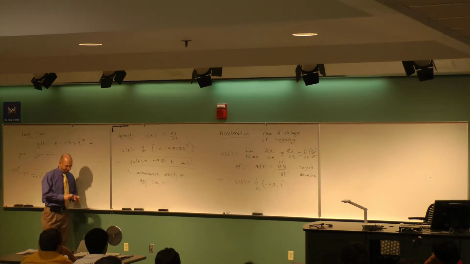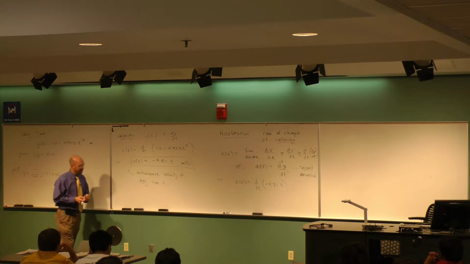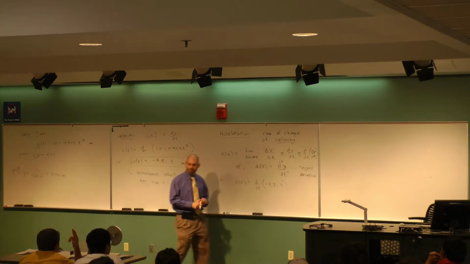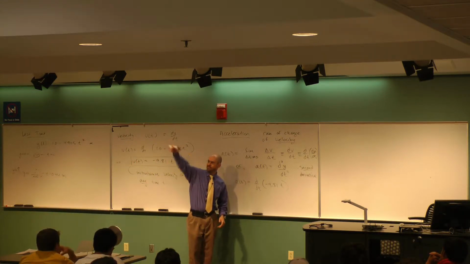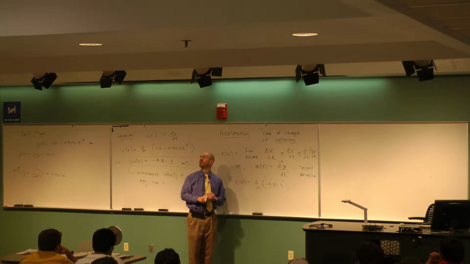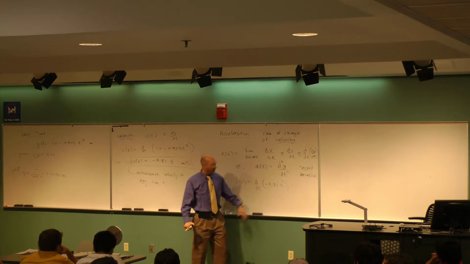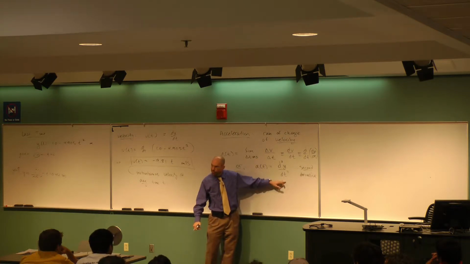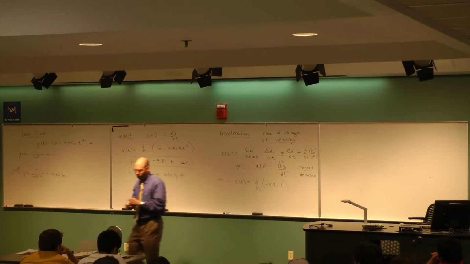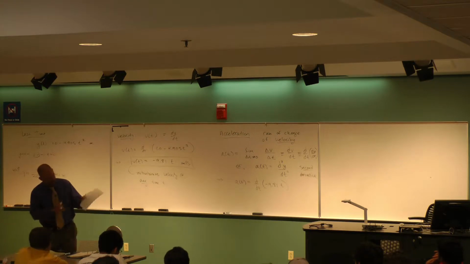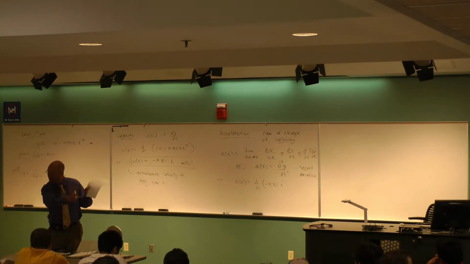Who wants to help me out? How do I take the derivative of minus 9.81 t? All right, so he's saying this is a t to the first power, right? So when you look at the sheet, you've got a t to the n. So you can use that power rule, n times t to the n minus 1.